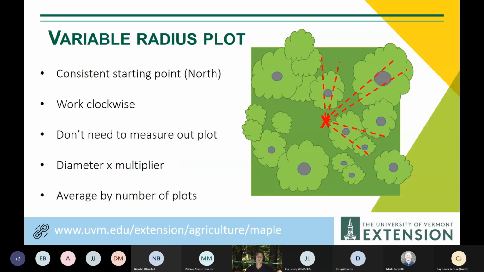To be consistent, it's really important to start at the same point. So you want to start at due north and work your way around. The convention is to work clockwise around in a circle. You don't have to measure out the plot in these point samples, but you do need to make sure you're not counting the same tree over and over again or multiple times. So use some sort of landmark or some sort of identifiers so that you know you've come back around to the starting point when you're working your way around in a circle. The important thing is that you're standing right above that point center. You're not walking out to those trees. You want to make sure all those trees you're measuring are happening right from that plot center.